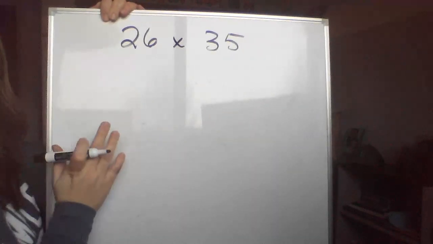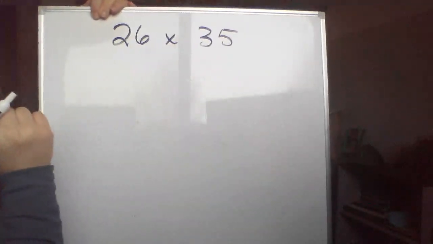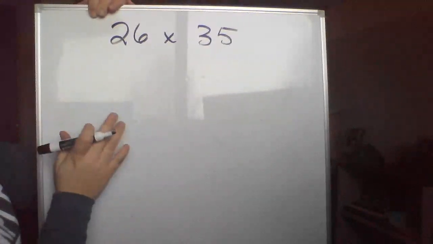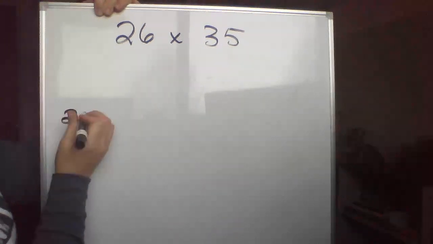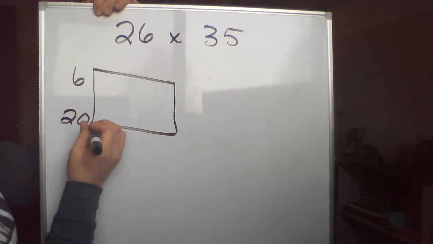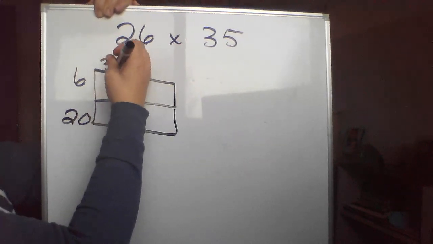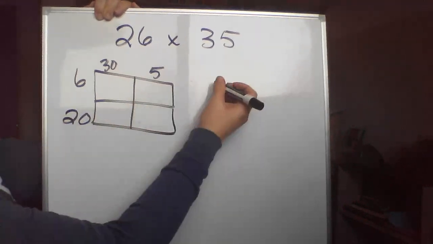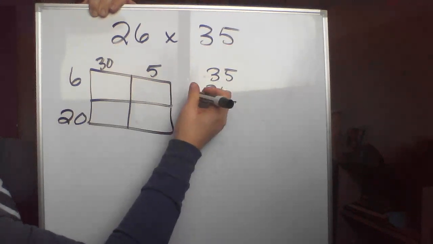So this one I'm going to do the area model and the partial products that I was just showing you so you can see them side by side. So I might have to draw them just a little bit smaller. So 26 times 35. Okay, we'll have 35 times 26.